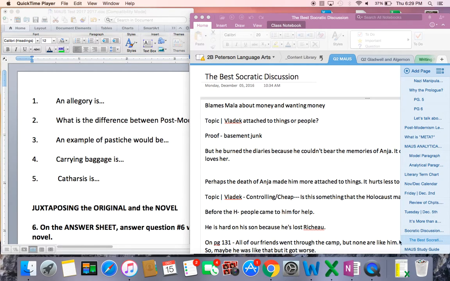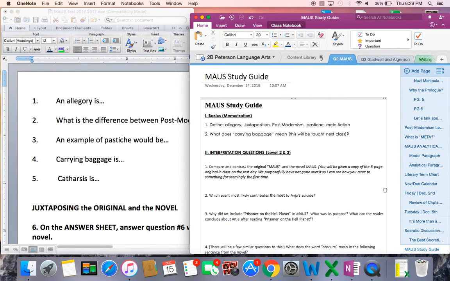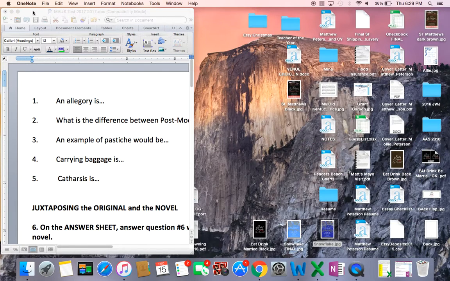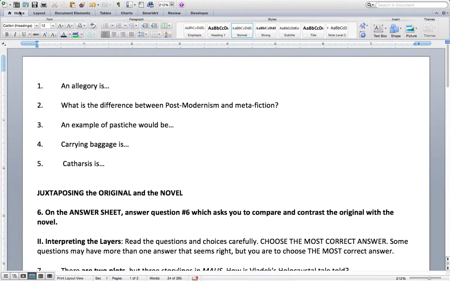Okay, so your study guide, I gave you a hard copy, but you can also find it in your OneNote in the content library under Q2 MAUS. So that's it, but I made another bigger page for us to take a look at just to go over. The beginning of your test is going to ask you similar questions to this, except it'll be multiple choice.